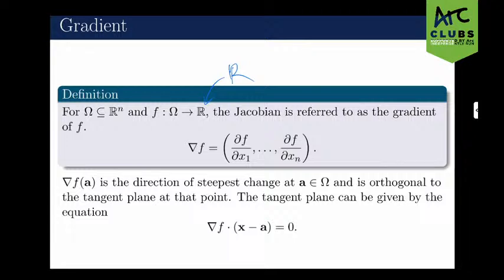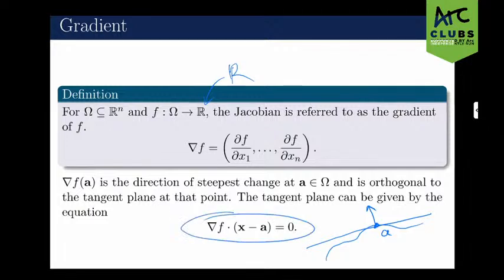And the useful thing is if you have some sort of surface, like, okay, I can't draw a surface, but let's say we have some sort of surface, and I have a point here A. Then if I find the gradient at this point A, it turns out that that's the direction of steepest change, and it's actually orthogonal to the tangent plane at that point. So it is orthogonal to the tangent plane at this point, and so this is an equation for the tangent plane.